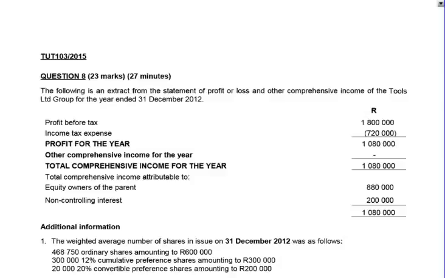Right, the last question we're going to be doing is just one to demonstrate the techniques for earnings per share. I sourced this question from the Untitled 103 from 2015. That's the one you have this semester.